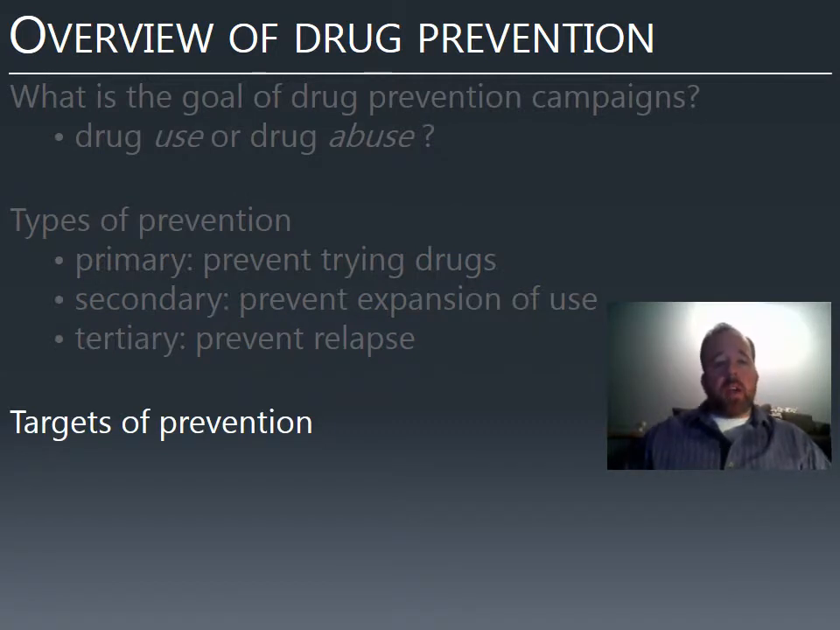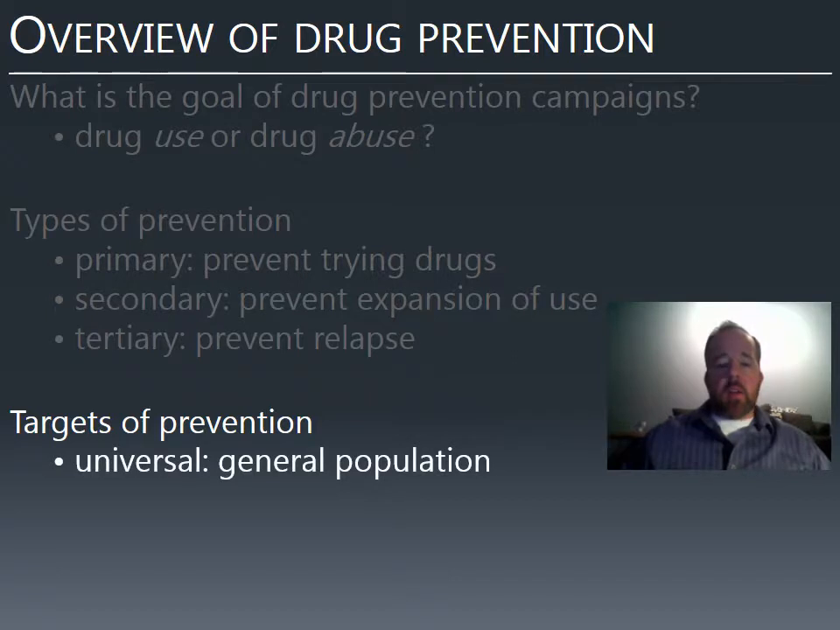You can also look at campaigns from the perspective of who's being targeted. What is the target audience? What demographic are we hoping for? So there's, of course, the most general, which is universal prevention. This is generally aimed more at adolescents, so you could say that's not really universal. There are very few campaigns aimed at adults over 70 years of age. But the idea here is that we're not honing in on any one particular population within children and adolescents.